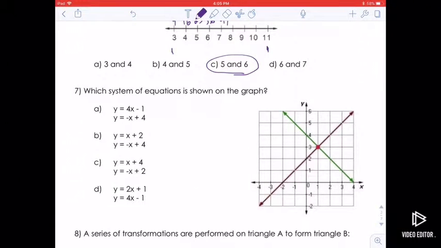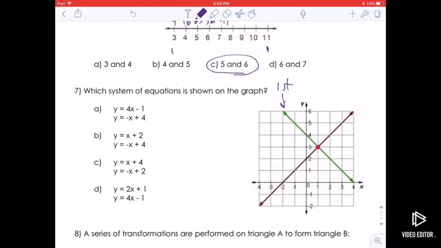Which system of equations is shown on the graph? So I have two lines. All of my answer choices, A through D, are in y equals. So I want to look for my slope and y-intercept. So let's look at the green line first.